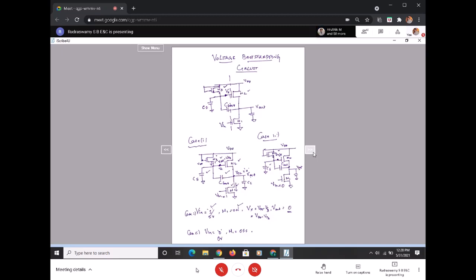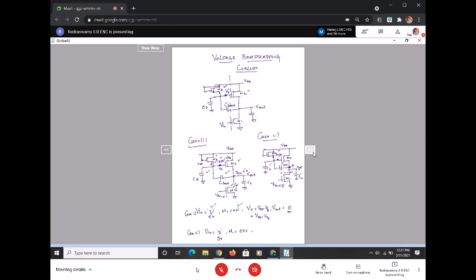When this is completely off, there is no connection between this point to this ground. What will happen to the load capacitance? When M1 is off, what will happen to my V out? The moment M1 turns off from on, it starts charging, V out from low starts increasing. That means you can see that the V out, which was 0 previously, will start increasing.